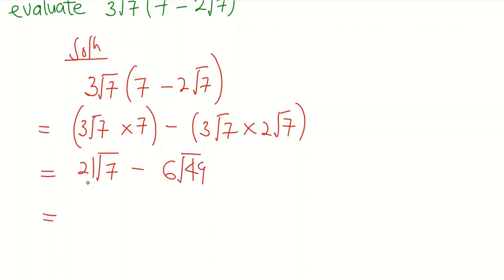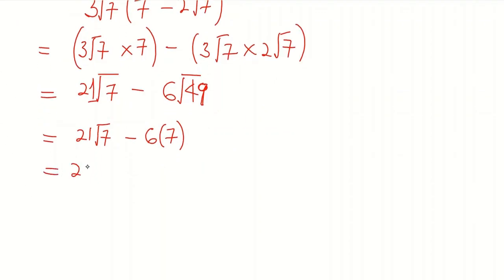Now we continue, and we are going to maintain 21√7, and we have 6. We all know √49 to be the same thing as 7, so we have 6 multiplied by 7. Now we have 21√7 minus 6 times 7 gives us 42. Now we can see that there is √7, but from the beginning of the question we said that √7 is equal to 2.646.